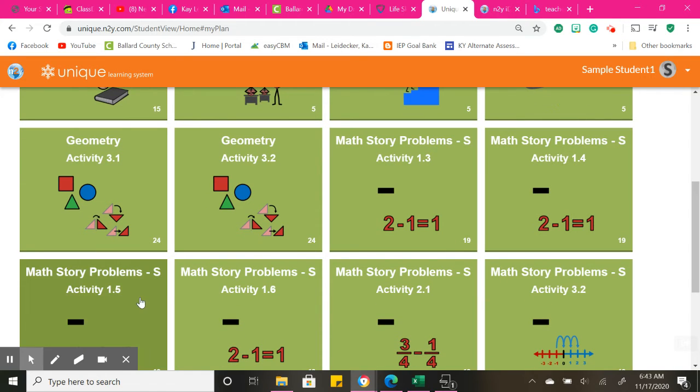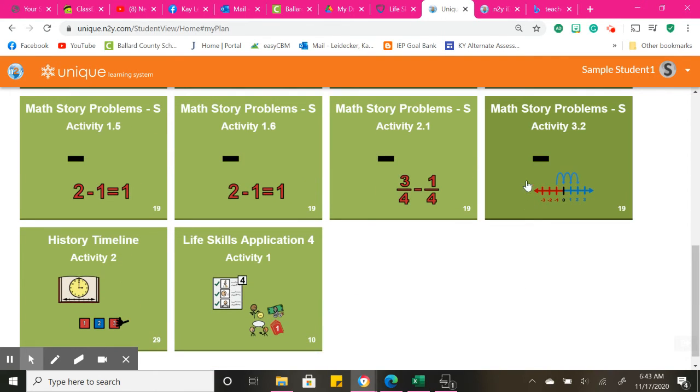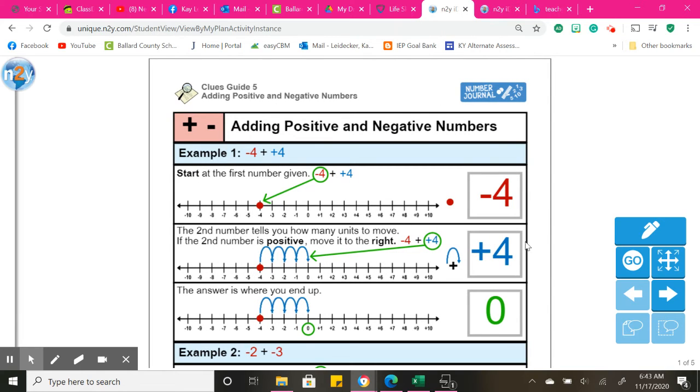And then these are your adding numbers 20 to 50. And then you have your positive and negative numbers, which you're adding, and we'll go over that here. So here's your adding positive and negative numbers. Here's your guide.